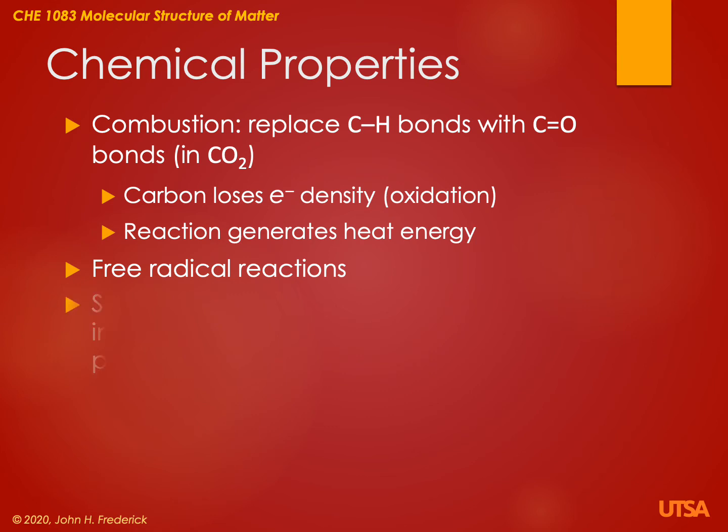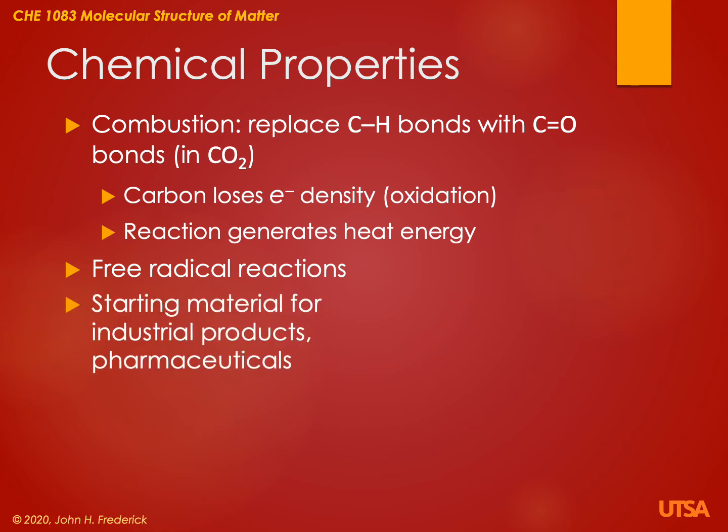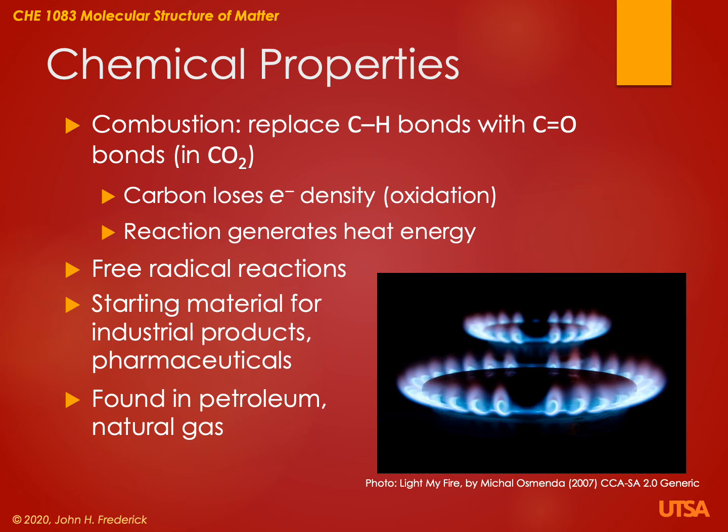They have free radical reactions, which we'll talk about later in the course. They are the starting material for industrial products and pharmaceuticals, and they're found in petroleum and natural gas. So I mentioned earlier burning natural gas to heat our homes. We also use it to cook, and here's an example of that.